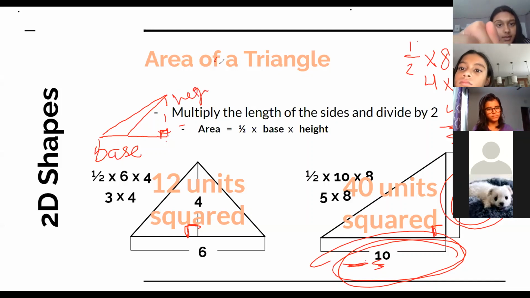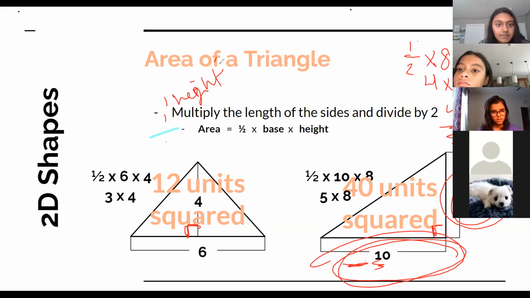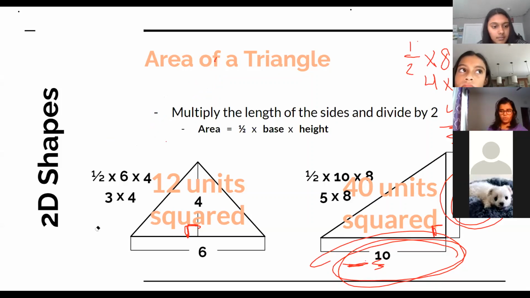Okay? Can you explain this again? I couldn't understand it. I couldn't understand the base part, the height part, of the right square thing.